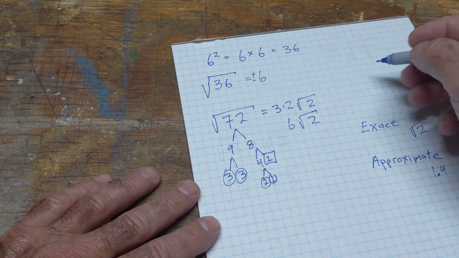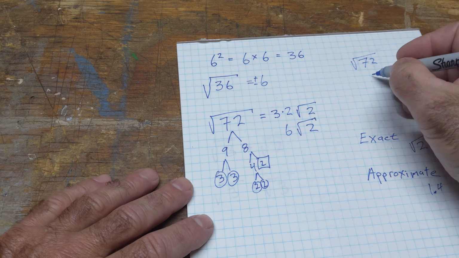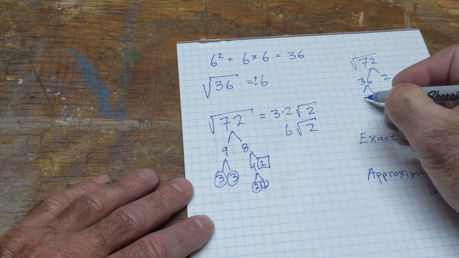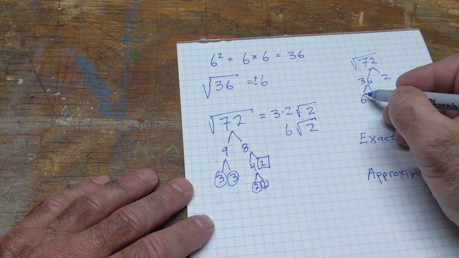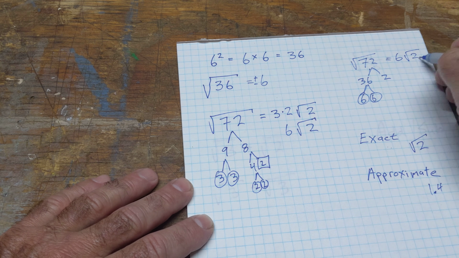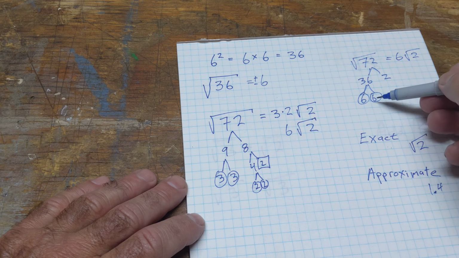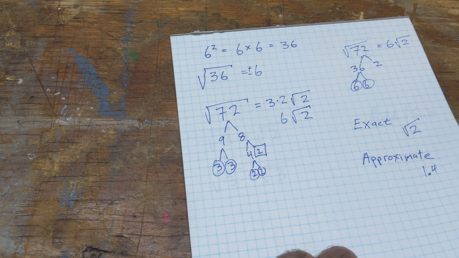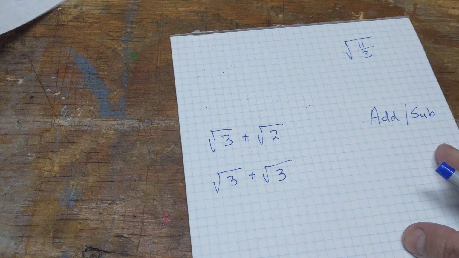But let's say you saw 72 not as a 9 and an 8, but rather 36 and 2. 36 is a pair of 6s. I don't have to go all the way down to primes because now I have a pair. For every pair, one comes out. No pair for that 2, it stays in. So it doesn't matter how you factor that number as long as you bring it down to pairs. Okay, so that's a general idea of simplifying square roots. Let me go over a few more pieces to them.